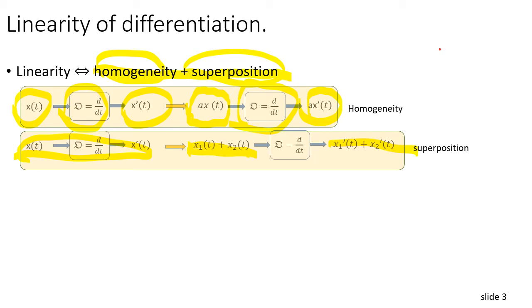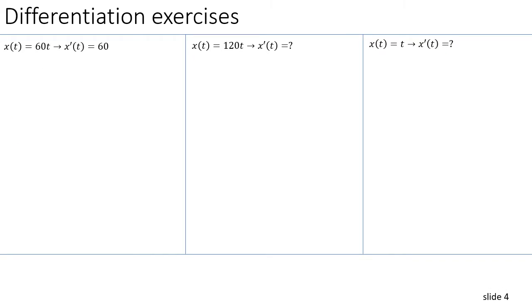This differentiation thing now has the property of linearization, which is something that fulfills both the properties of homogeneity and superposition. Now, let's do some examples for derivatives, just for some practice and a good little recap. Okay, so for the first question, what is the derivative of x(t) equals 60 times t?